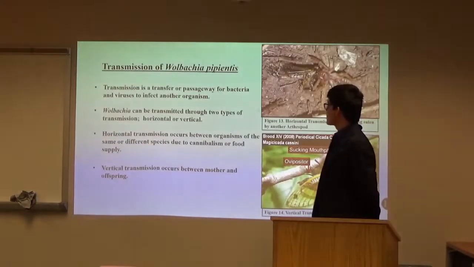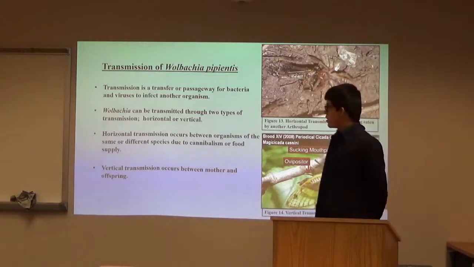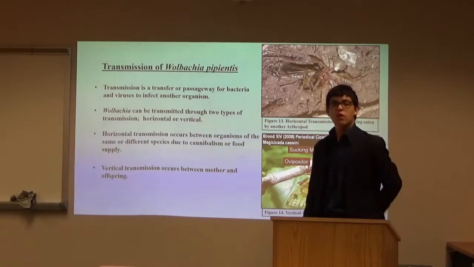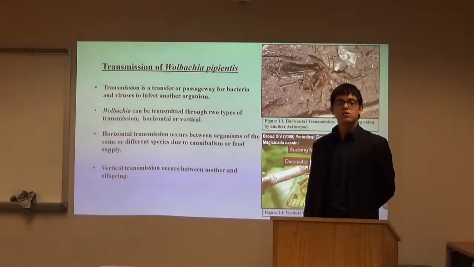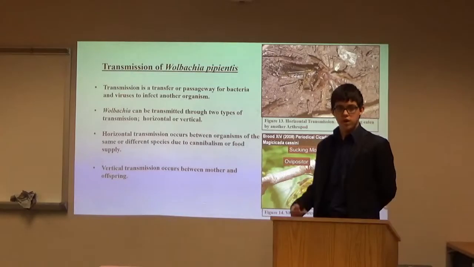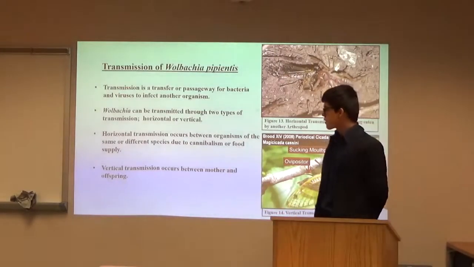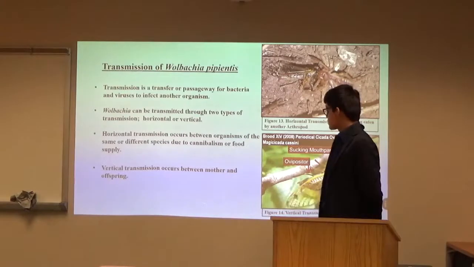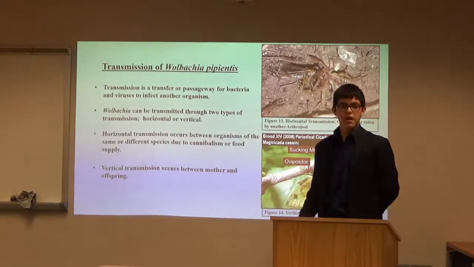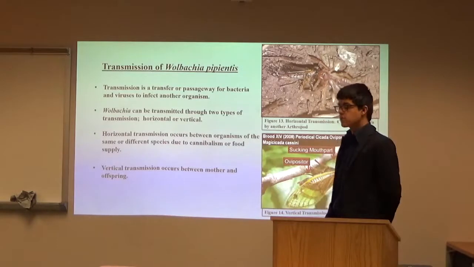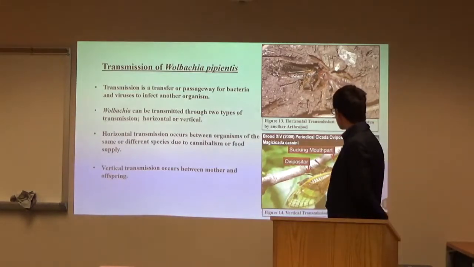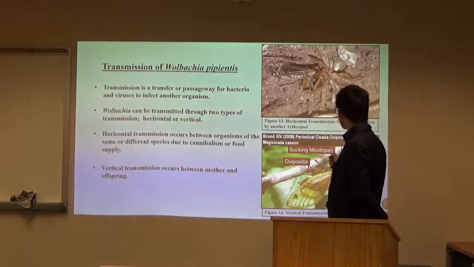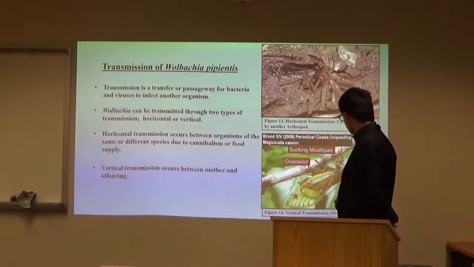Transmission of Wolbachia Pipientis. Transmission is a transfer or passageway for bacteria and viruses to infect another organism. Wolbachia can be transmitted through two types of transmission, horizontal or vertical. Horizontal transmission occurs through the consumption of an infected organism through either cannibalism or food supply. Vertical transmission occurs between a mother and offspring. Again, males cannot transfer Wolbachia. Figure 13 displays horizontal transmission, and Figure 14 displays vertical.